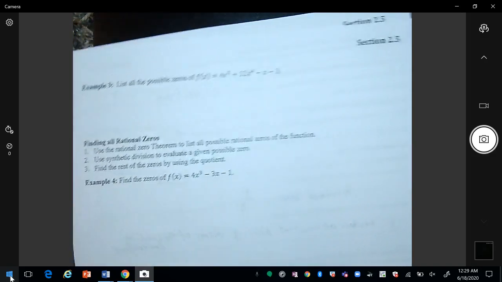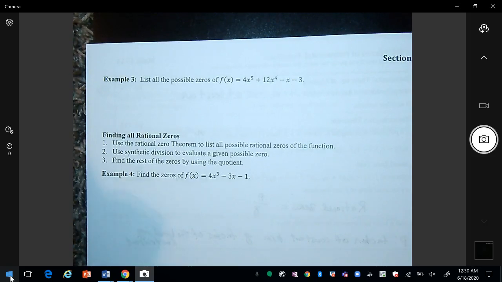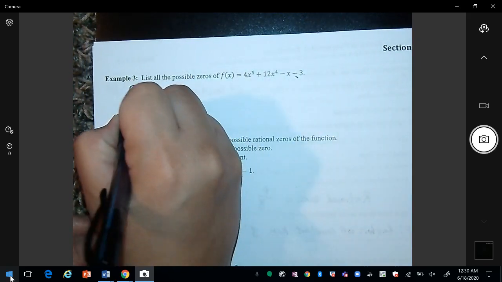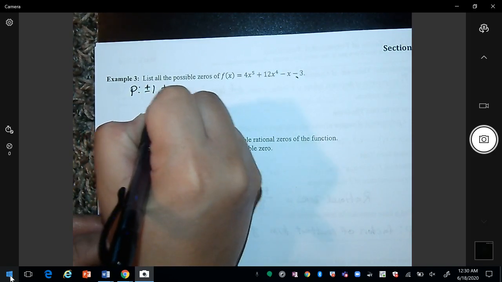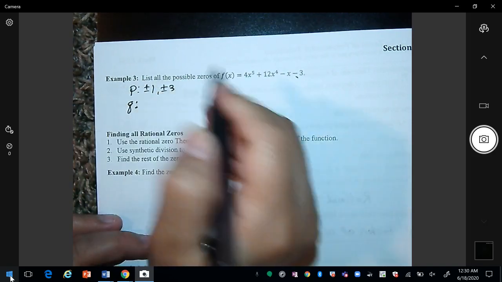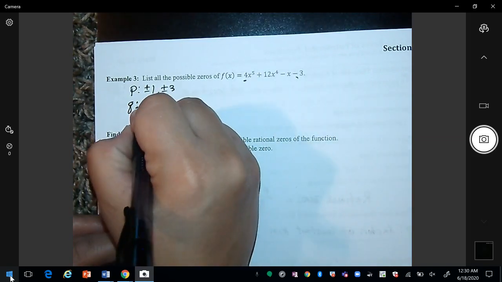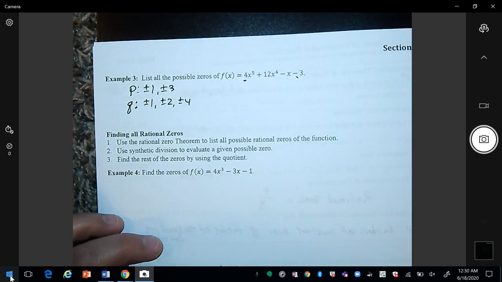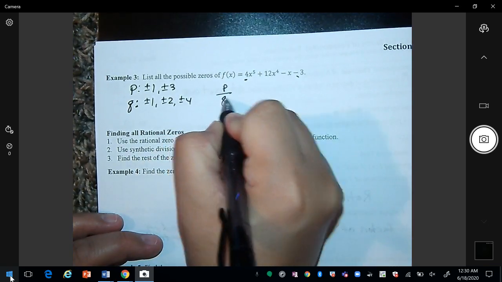Example 3. List all the possible zeros of 4x to the 5th plus 12x to the 4th. Here my p is going to be my constant, which is -3. So the factors are plus or minus 1, plus or minus 3. And the factors of q are my leading coefficient, which is 4. Here it's not asking us to find the zeros, it's just asking to find the possible zeros. So we divide p divided by q.